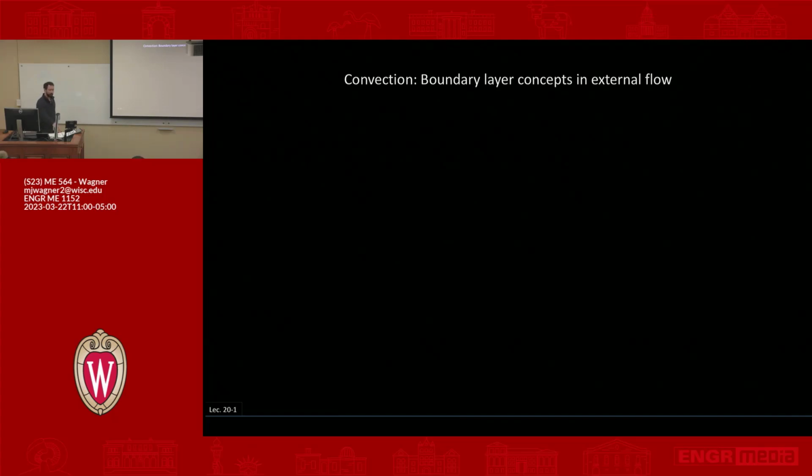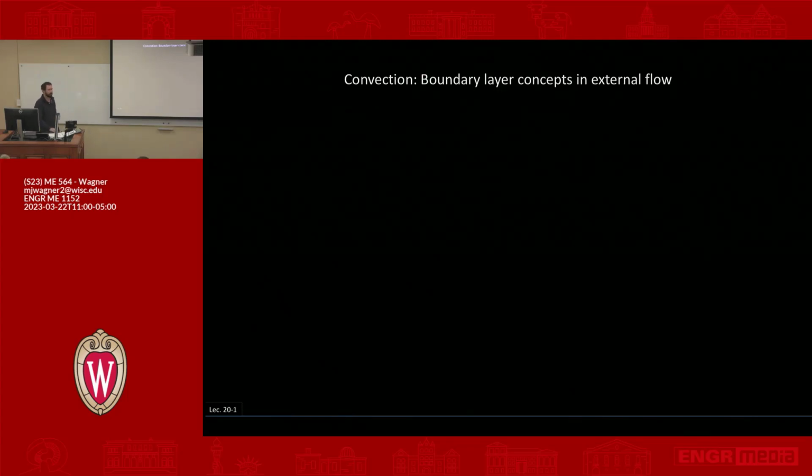There's the conduction part, there's convection, which is what we're doing now, and then there's other stuff, like radiation, heat exchangers, that kind of thing. So we're going to be talking for, let's say, the next quarter or so of the class about convection. What we're going to do is, first we'll do a recap.